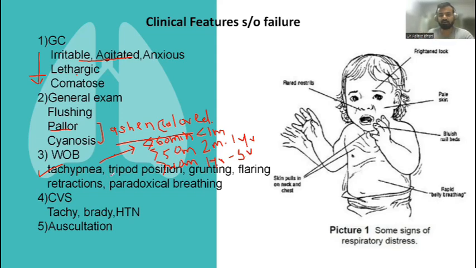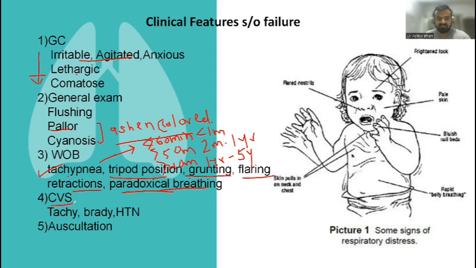There is something known as the tripod position, where the child sits like this and takes support. The child sitting has two hips as two supports of the tripod, and one support is from the hand, which decreases the work of breathing. Grunting is an active effort to prevent collapse of the airway, and it may be heard with a naked ear or auscultated. There is nasal flaring due to involvement of the alae nasi muscles. There are retractions of the ribs, and there may be paradoxical breathing.